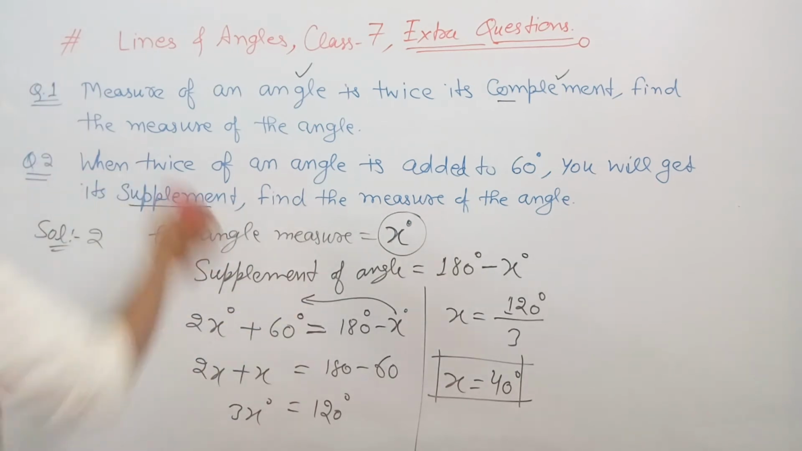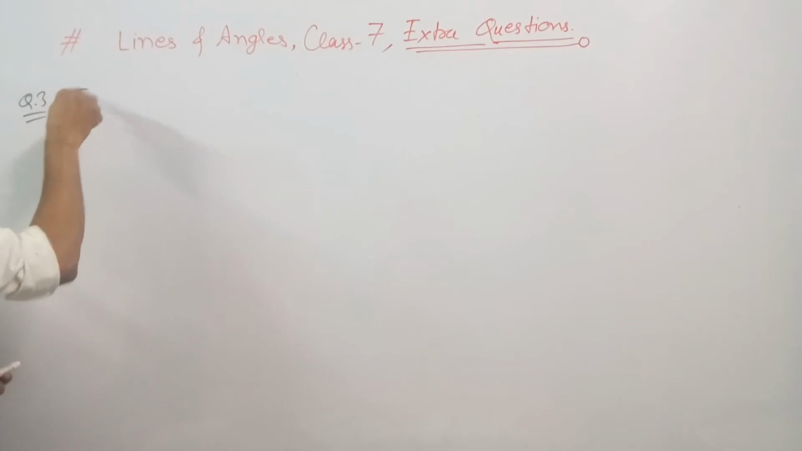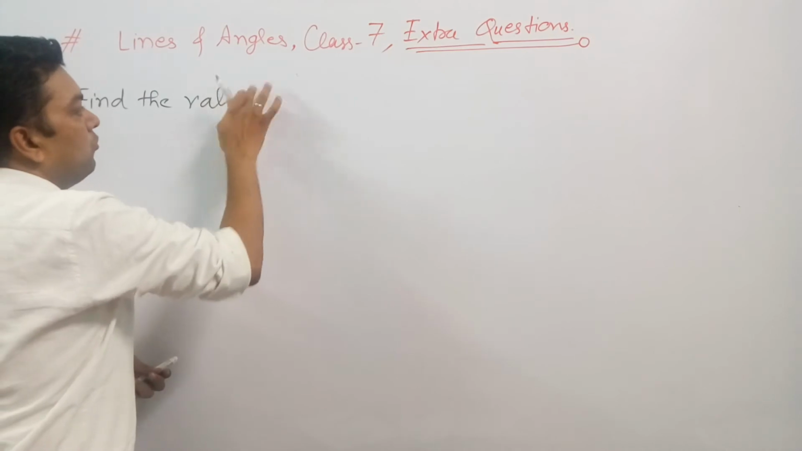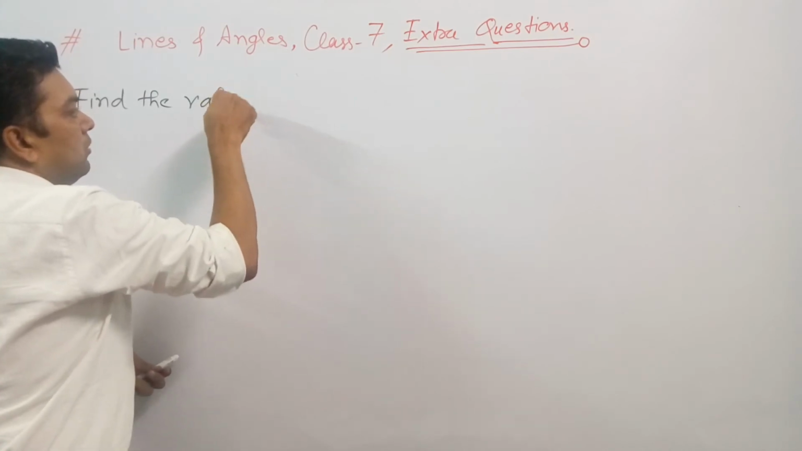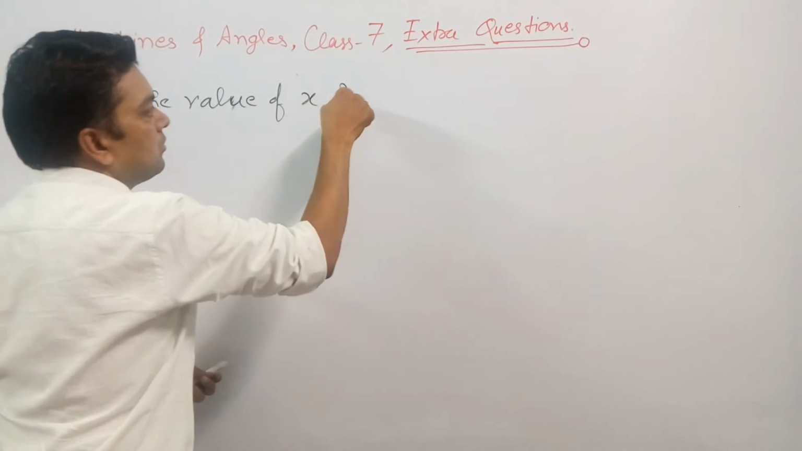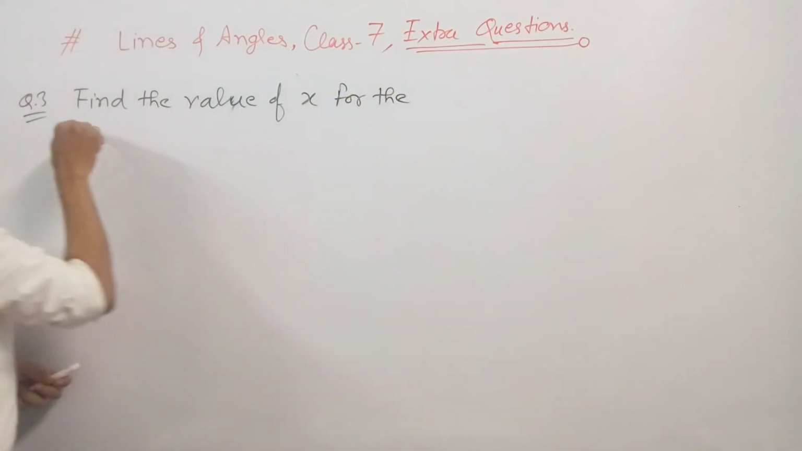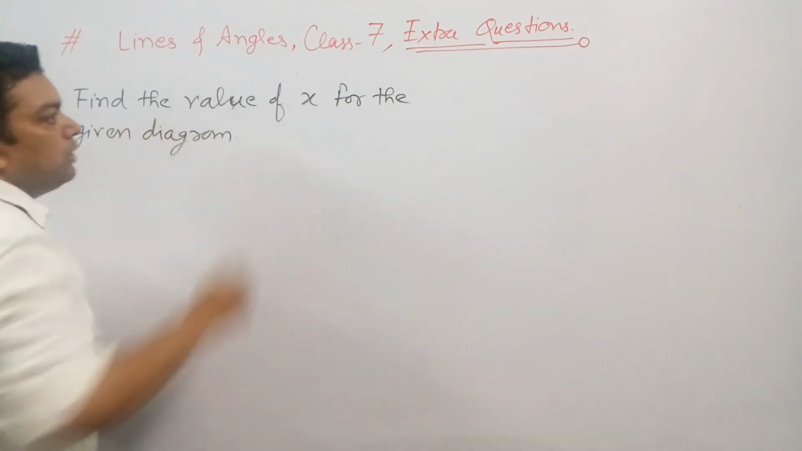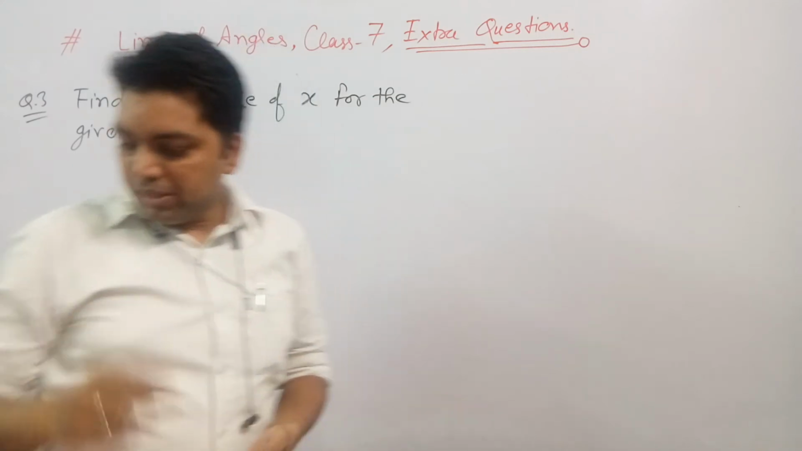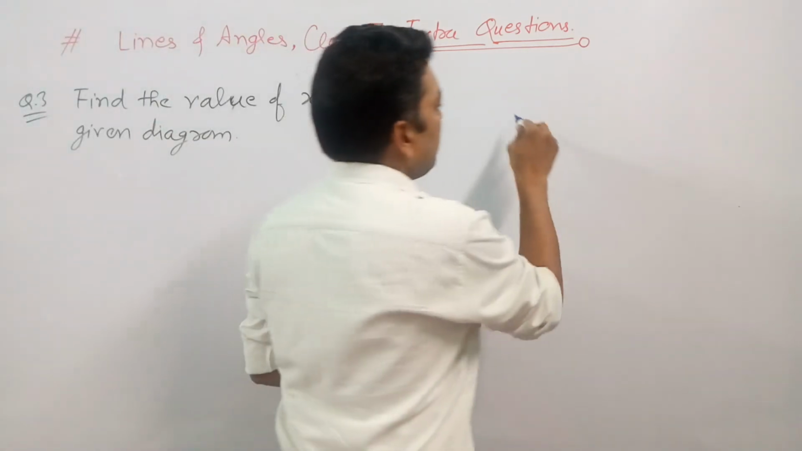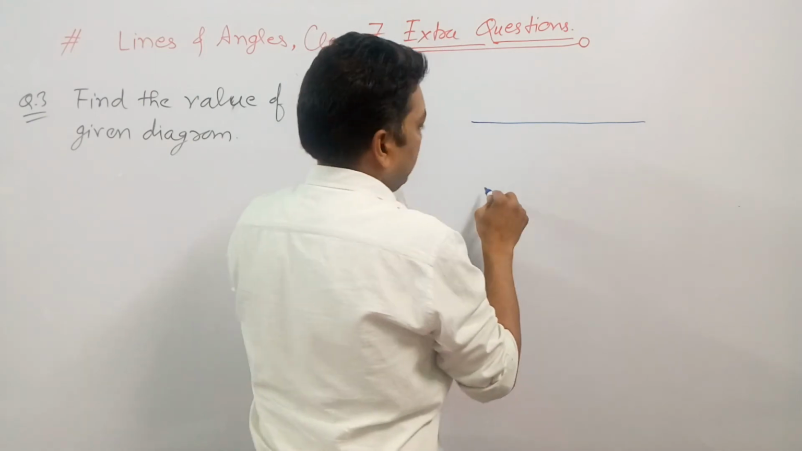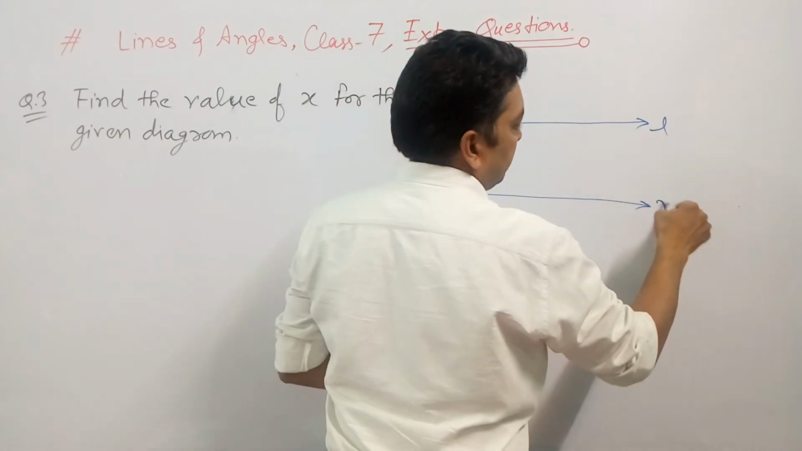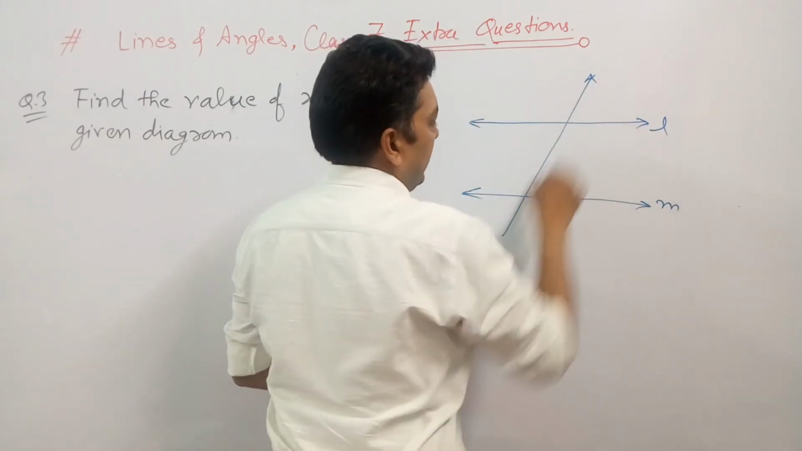Now see the next question. Find the value of x for the given diagram. How to find the value of x for the given diagram? Where is the diagram? Very first you draw the diagram. Okay, see, this is the diagram given. These two lines are parallel, L and M, and this is the transversal.